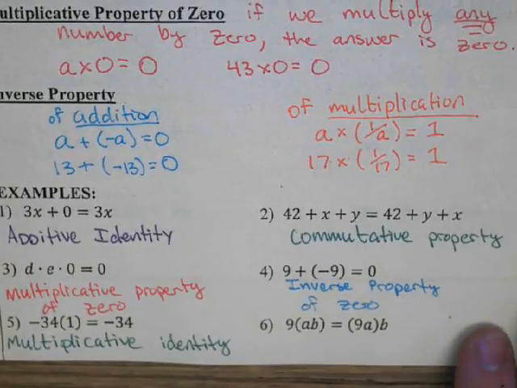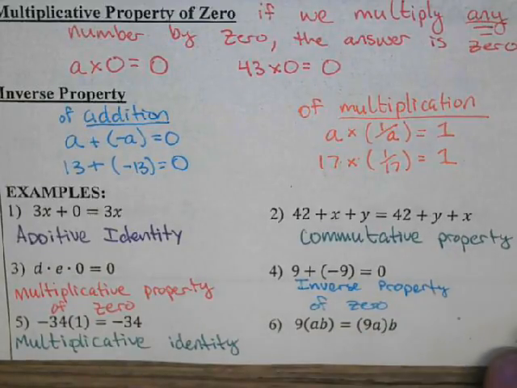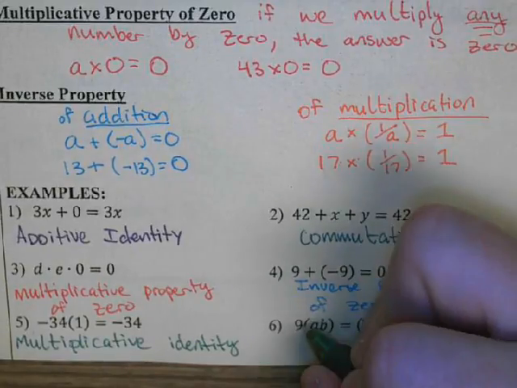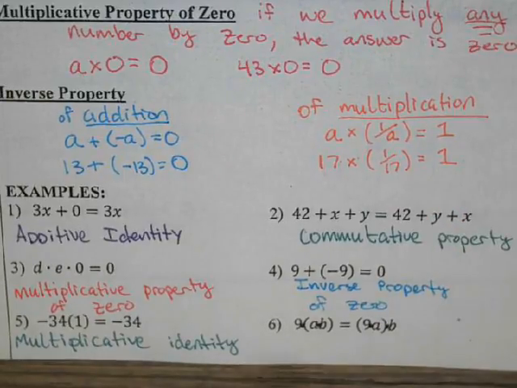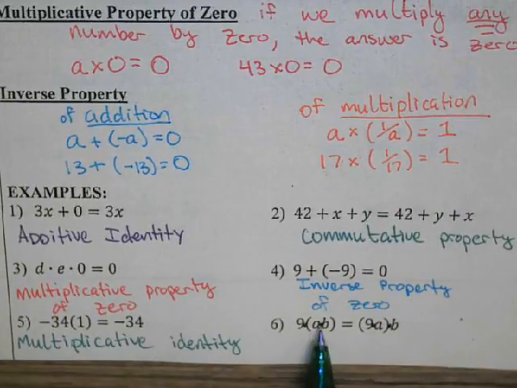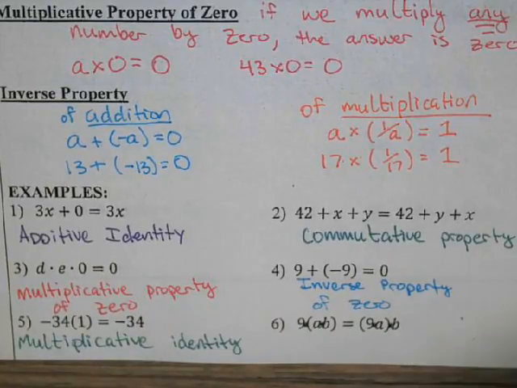Okay, our last example. So I have 9 parentheses a times b parentheses equals parentheses 9 times a parentheses times b. So let's see. Whenever we have numbers next to letters, we know it's multiplication. So we have 9 times parentheses a times b is equal to parentheses 9 times a parentheses times b. It looks like the parentheses started around the a times b, and then these parentheses moved to where they're around the 9 times a.